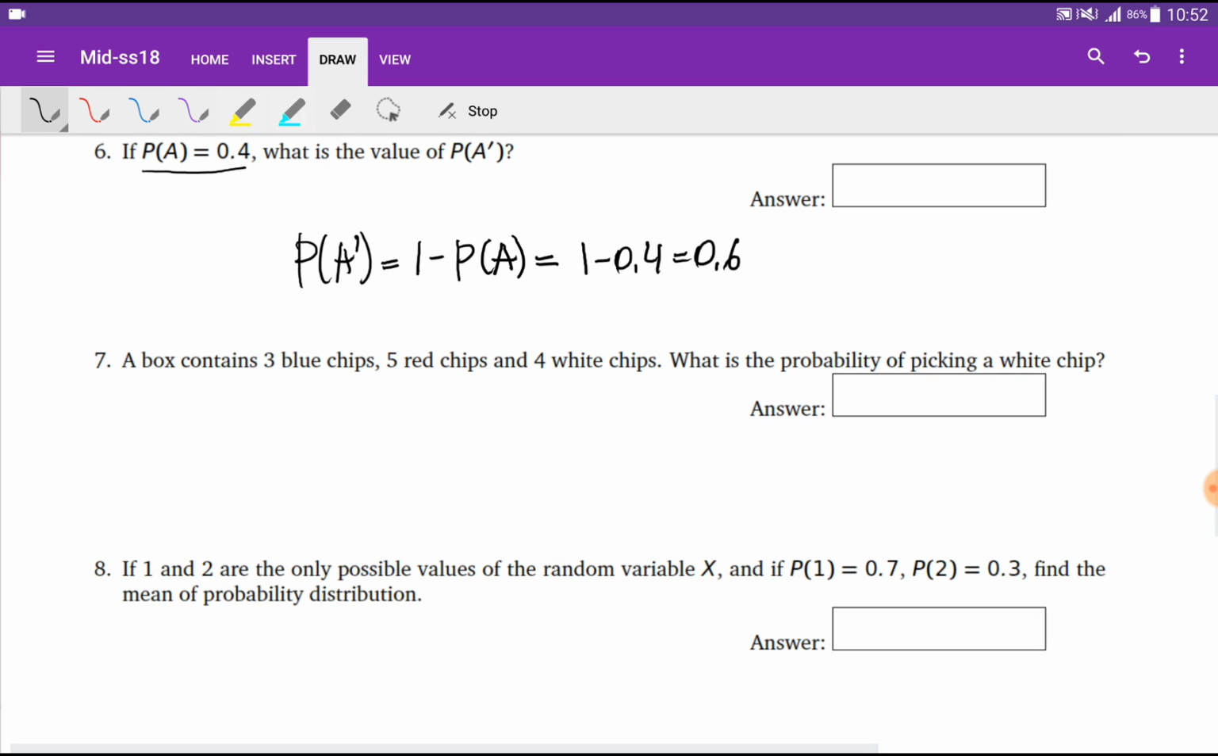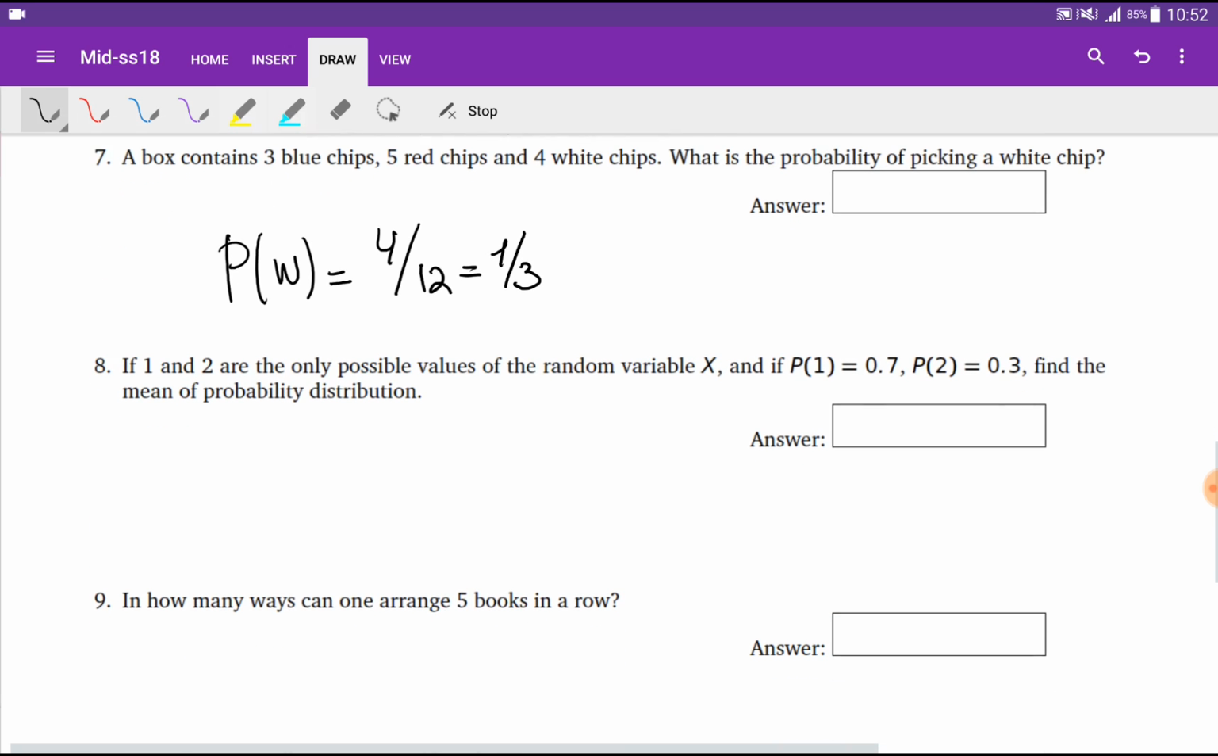And question number 7, we need to evaluate simple probability. We've got a box with 12 chips with different colors. We need to find the probability of choosing one white chip. So this is the number of the white chips in the box, which is 4, divided by the total number of the chips in this box, which is 12, or basically this will be 1/3. So the probability of choosing one chip, and this will be a white chip, is 1/3.